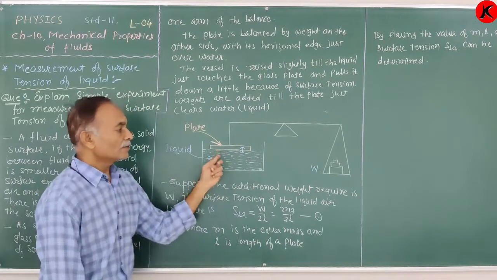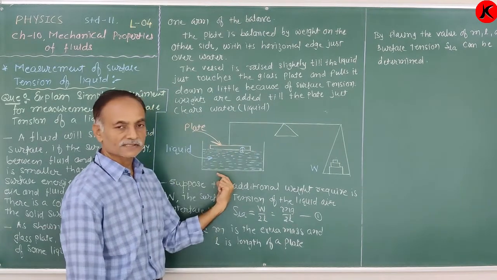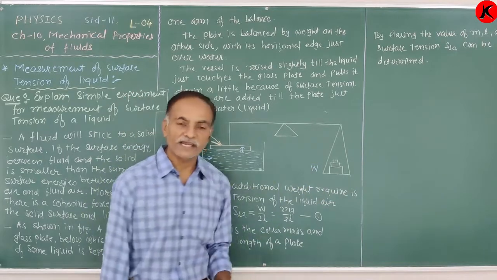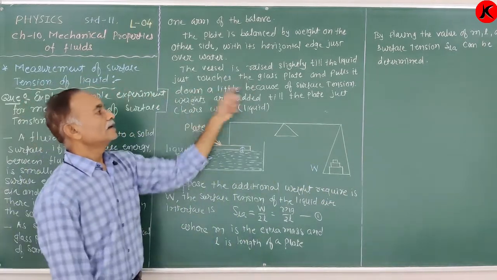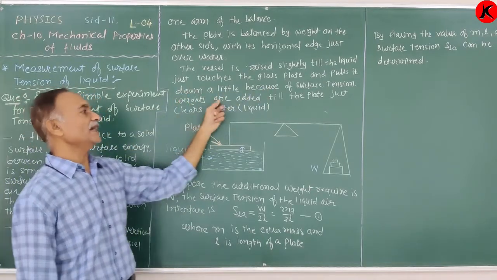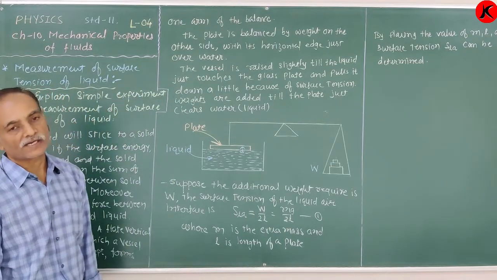To balance this force, we have to put additional weight in the pan. Because of the surface tension, the weights are added till the plate just clears the water. What does it say there?